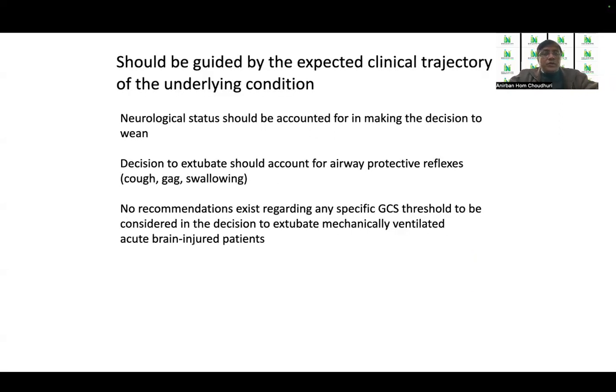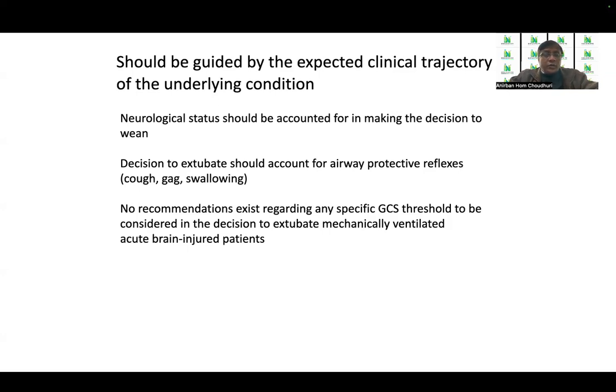Now, always one should be guided by the expected clinical trajectory of the underlying condition. And if the underlying condition has resolved, then it may be a good opportunity to try weaning followed by extubation. But neurological status should be accounted for and should remain the most important factor in the decision to wean. The decision to extubate should also account for the presence or the adequate return of airway protective reflexes, the cough, gag, and the swallowing reflex.